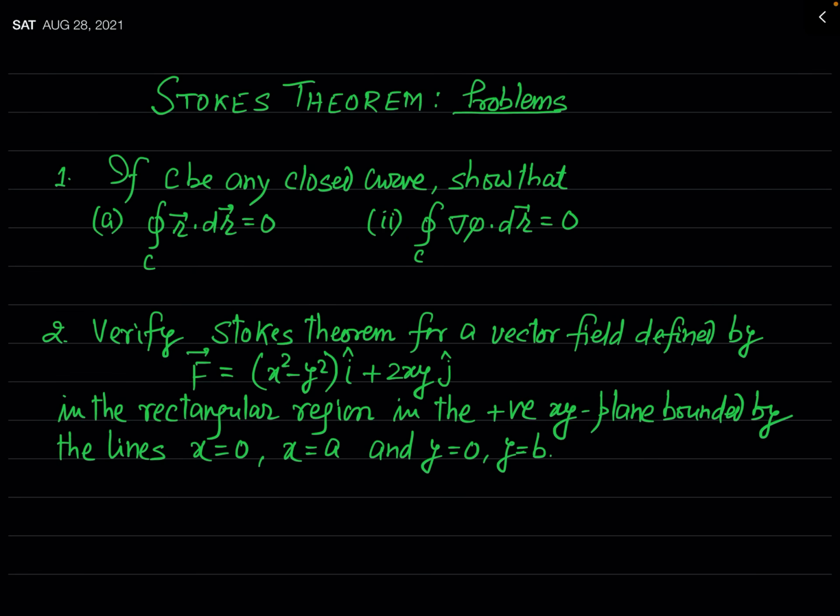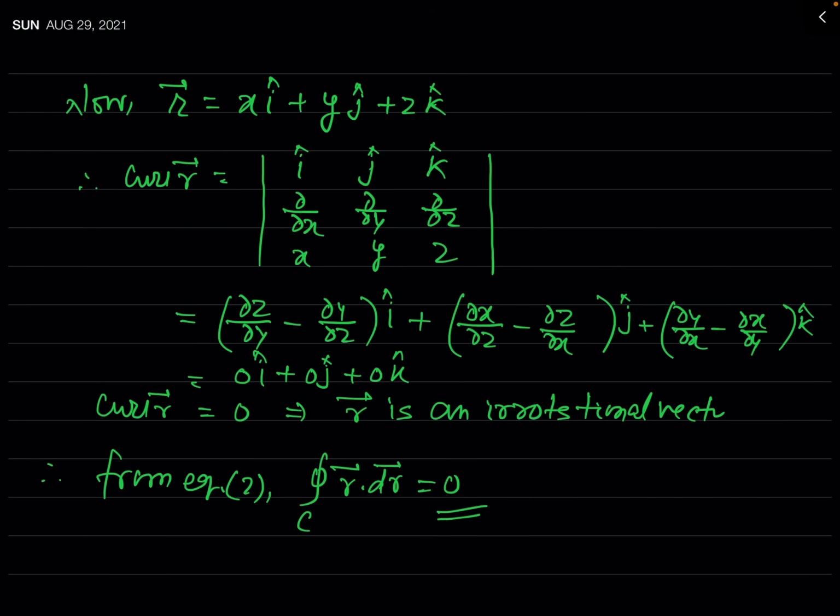Now the second part of the first problem is that we have to show the integral along the closed curve C of gradient of phi dot dr is equal to 0. So now let us try to solve this. You can also easily solve this problem by the help of Stokes theorem. So in this theorem we have to show that integral along C del phi dot dr is equal to 0. This is the result which we have to show.